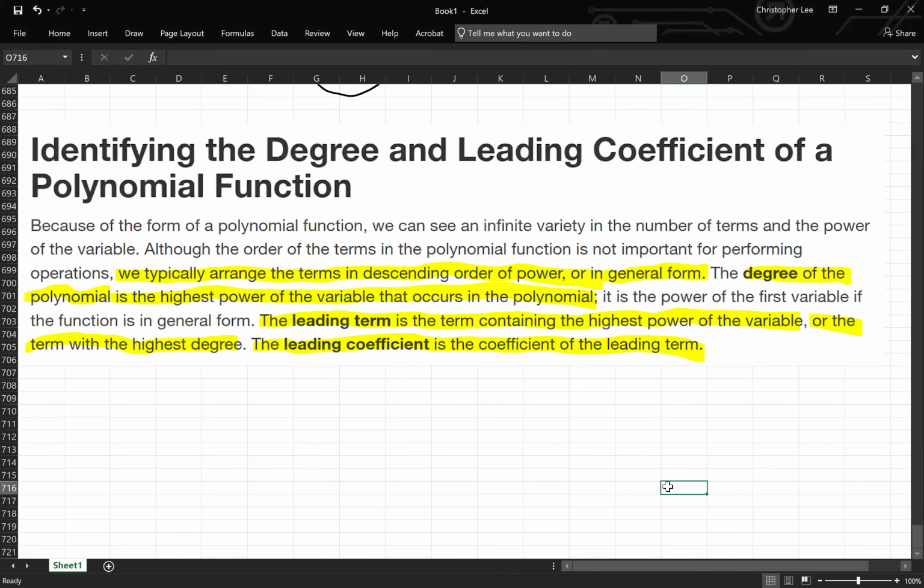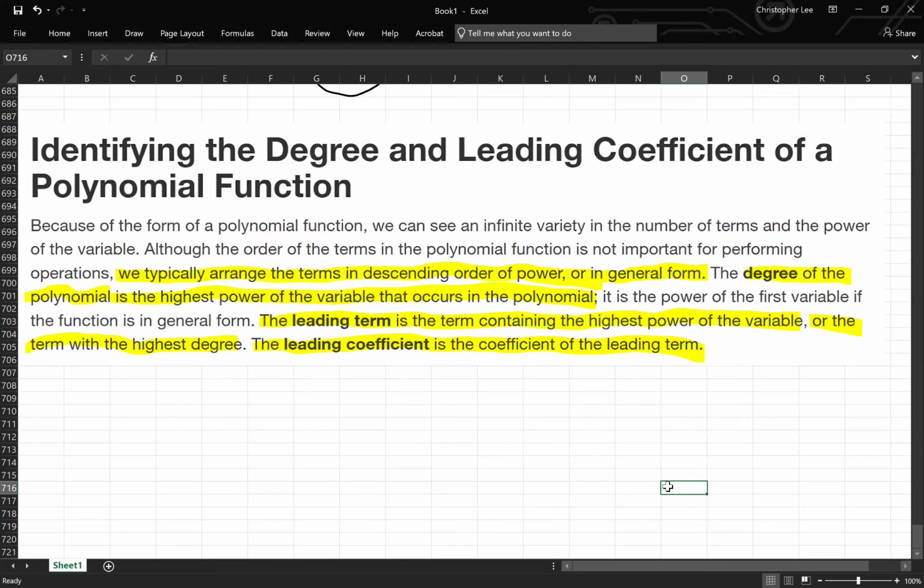So, identifying the degree and leading coefficient of a polynomial function. Because of the form of a polynomial function, we can see an infinite variety in the number of terms and the power of the variable. Although the order of the terms is not important to perform operations, we typically arrange the terms in descending order of the power, or in general form.